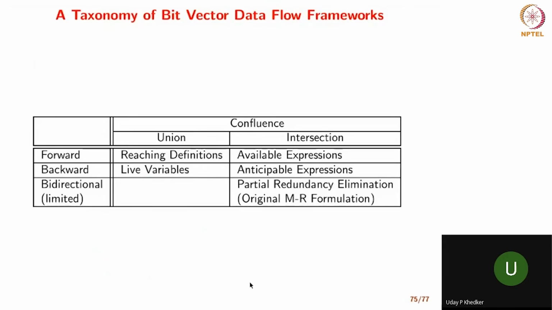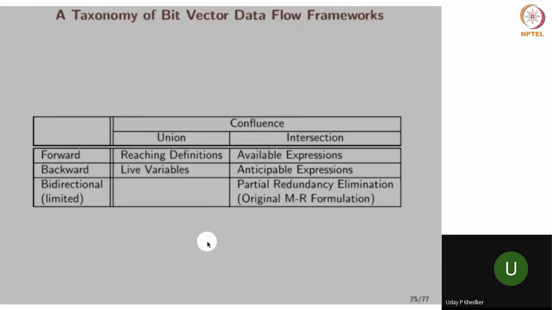Here is a classical taxonomy of bit vector data flow frameworks that we have seen. So we have seen union as a confluence. We have seen intersection as a confluence. There can be a forward data flow problem such as available expressions analysis. There can be backward data flow problems such as live variables analysis, but there can be a forward union problem, which is reaching definitions analysis. Again, classical data flow analysis defined 40 years ago.